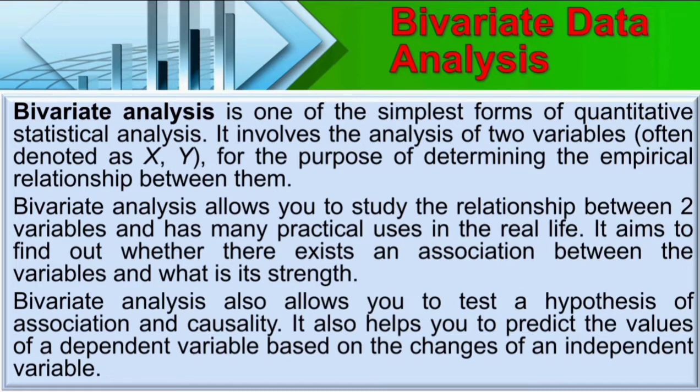It aims to find out whether there exists an association between the variables and what its strength is. Bivariate analysis also allows you to test a hypothesis of association and causality. It also helps you to predict the values of a dependent variable based on the changes of an independent variable.